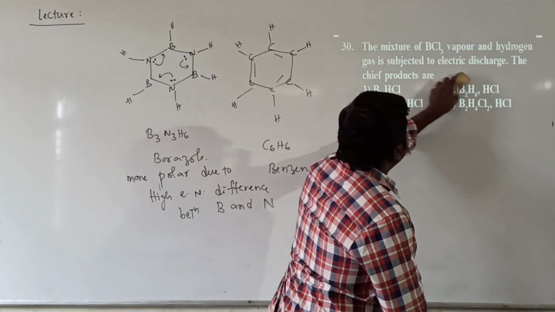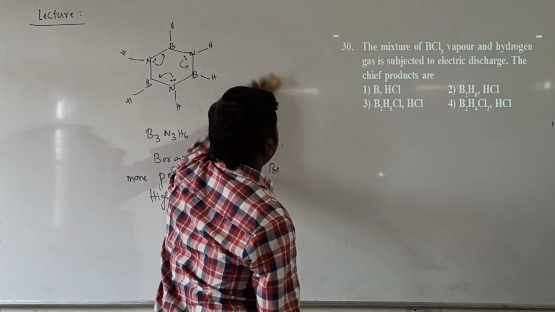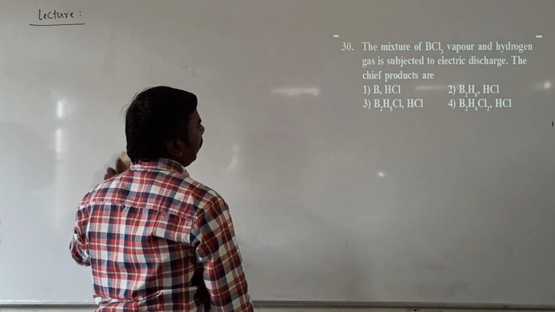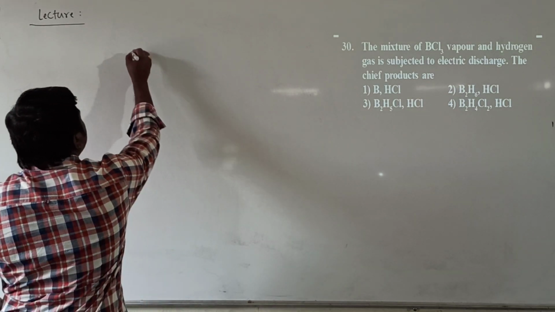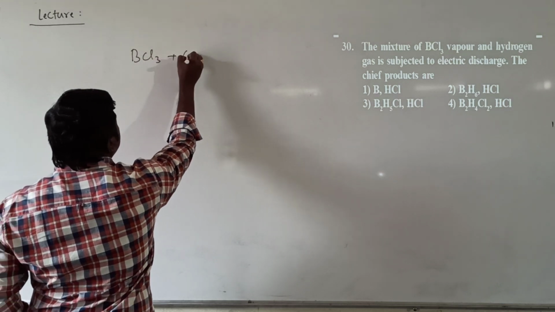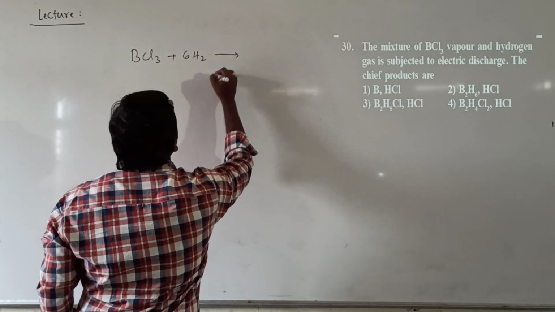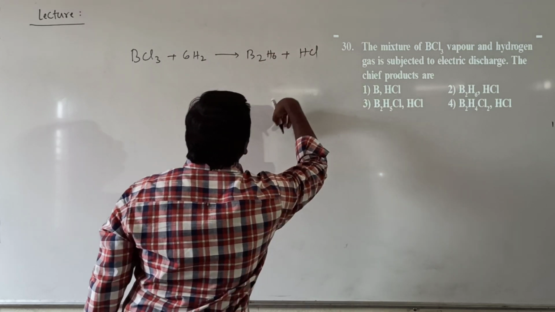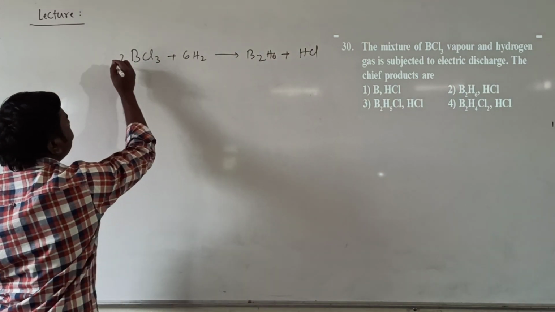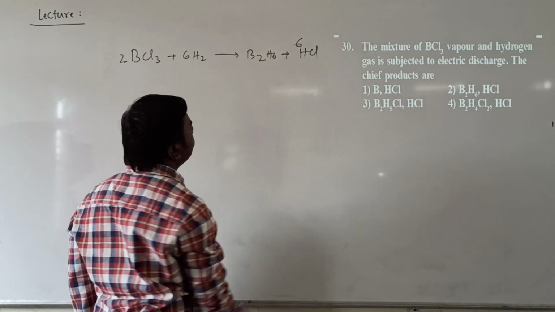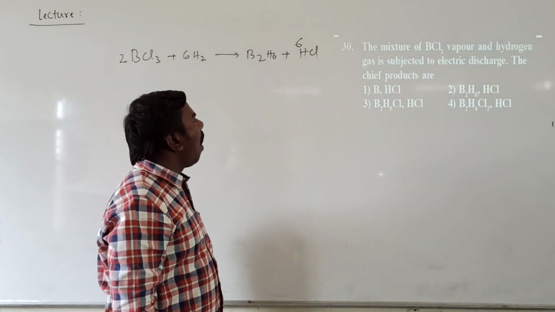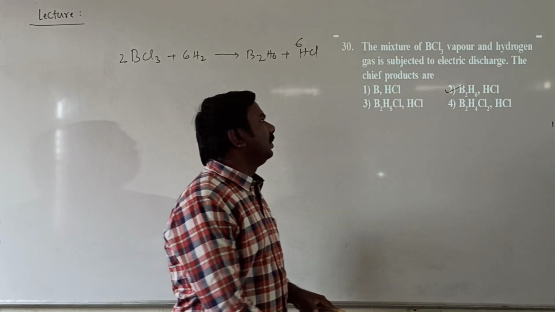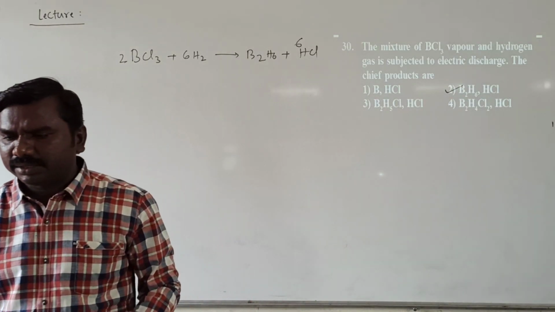Next. A mixture of BCl3 vapor and hydrogen gas is subjected to electric discharge. 2BCl3 plus 6H2 gives B2H6 plus 6HCl. The answer will be option 2.